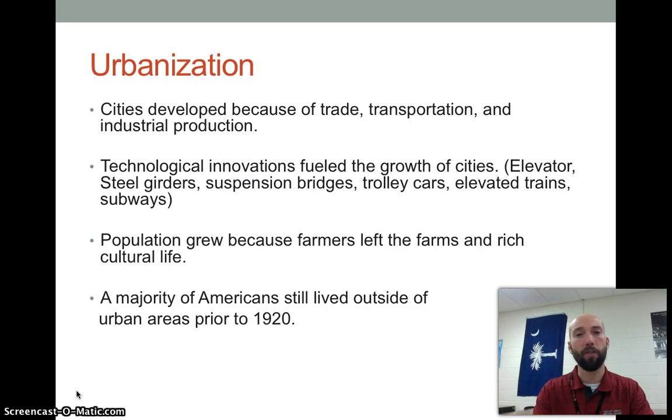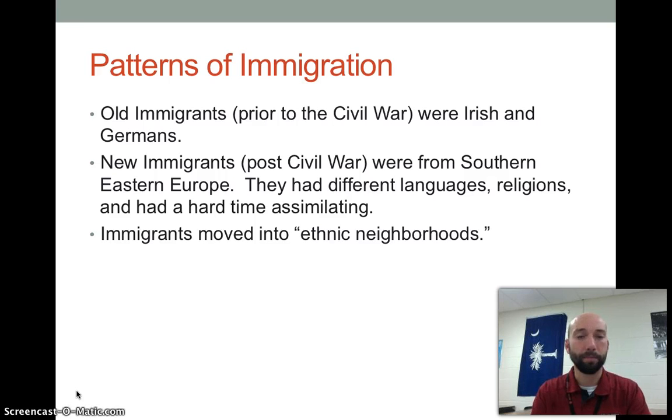Population also grew because farmers left the farms and immigrants moved in, and so that led to a rich cultural life in the cities. And so a lot of people actually moved to the cities for the cultural life. It's important to understand, though, a majority of Americans still lived outside of urban areas prior to the 1920s. Most people do not live in the cities yet. They still live on farms in rural America.